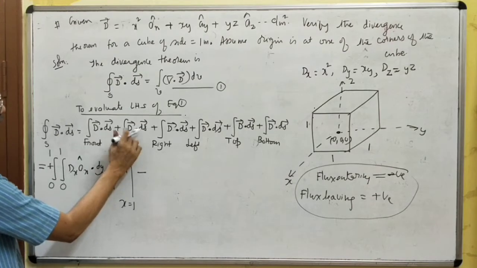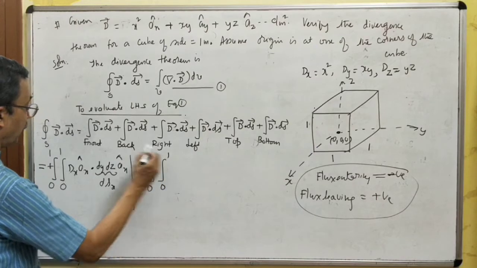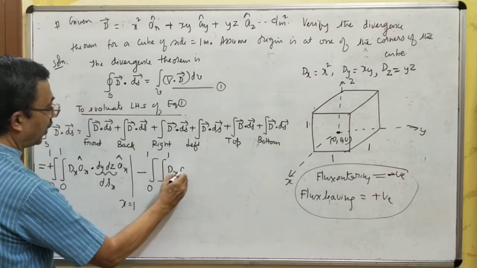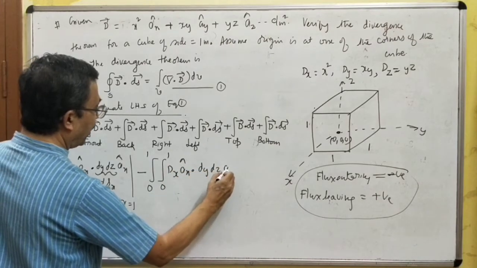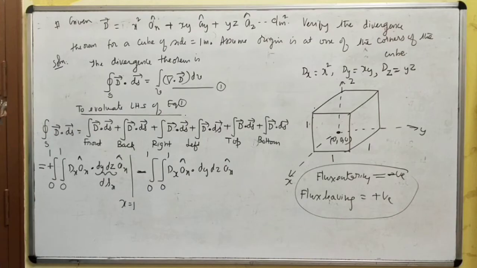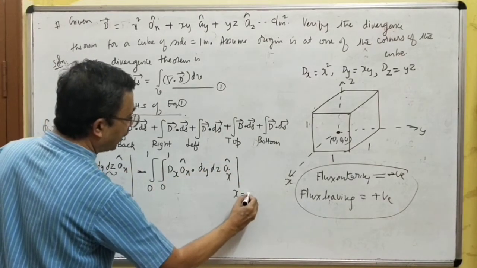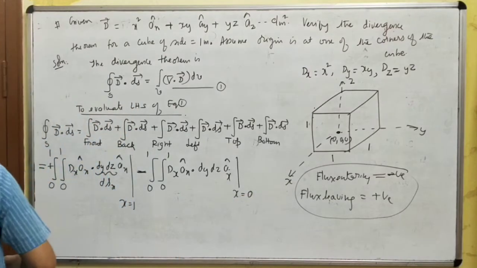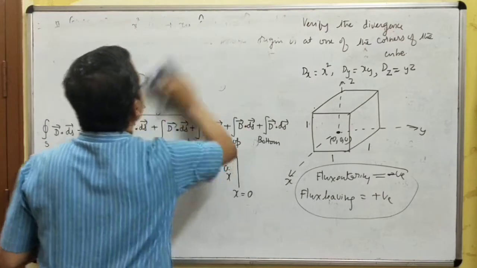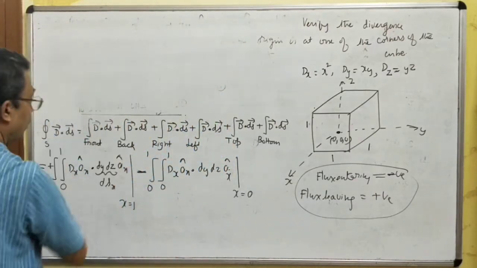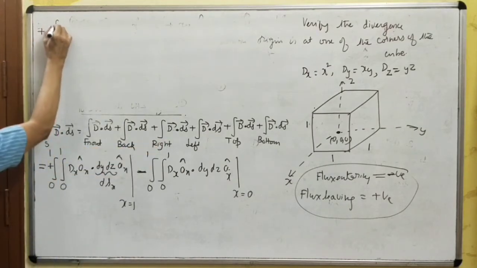Now I will evaluate the second integral. It's again a double integral. Y varies from 0 to 1, Z varies from 0 to 1. Dx a_x cap dot dy dz a_x cap. Minus sign because flux is entering. The back face is at x equal to 0. Then plus, I am going to evaluate the third integral, a double integral.